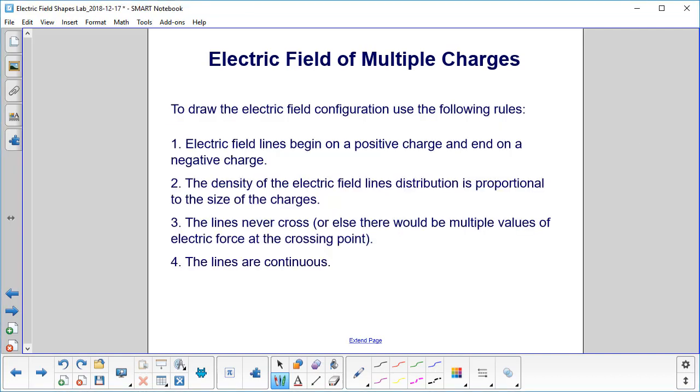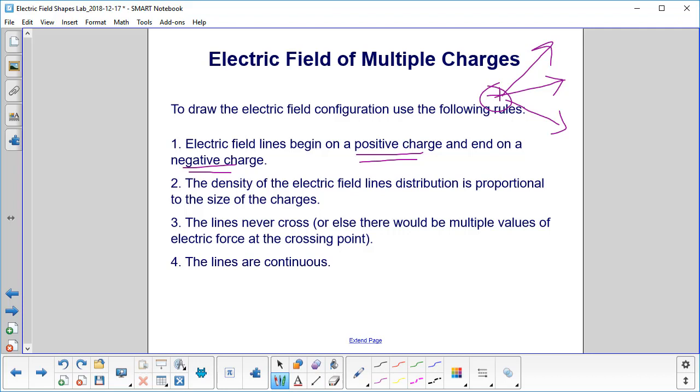To draw the electric field configuration, use the following rules. And again, this is just lines on a piece of paper representing the real physical condition of the space. The field lines will begin on a positive charge and end on a negative charge, or if there is no negative charge around, you just draw it like this. It goes out to infinity. That's what you're representing there.